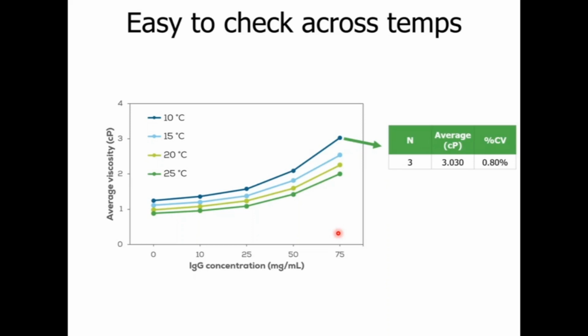Each temperature here is one discrete experiment, so we are looking at 4 individual experiments set up with 15 total samples each. I want to point out that even at the coldest, highest concentration data point here, we still have a really low percent CV of 0.8%. On other viscometers that are available these days, this is going to be a massive project to collect all of these data points. But here with our solution, we are done within hours.